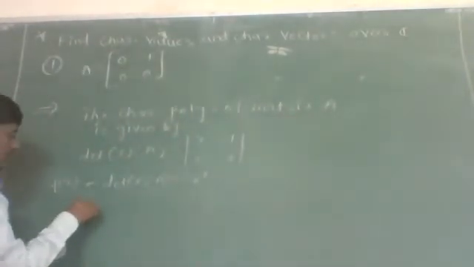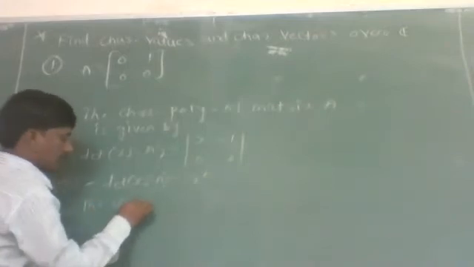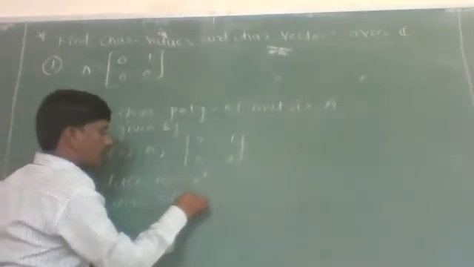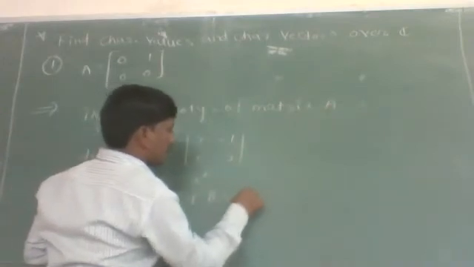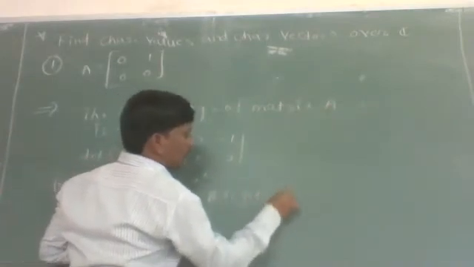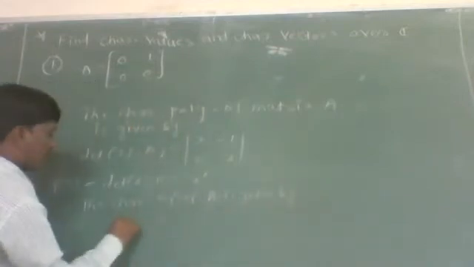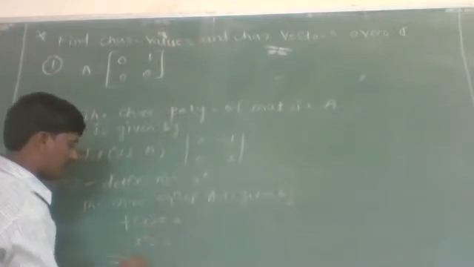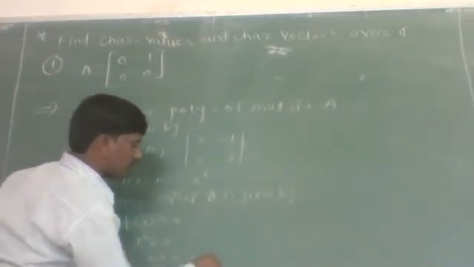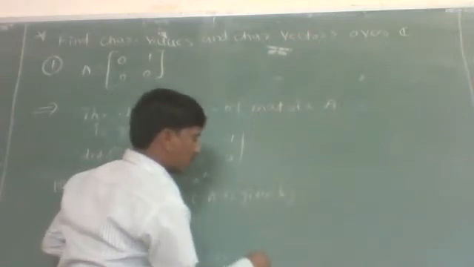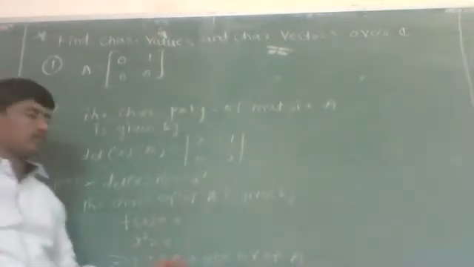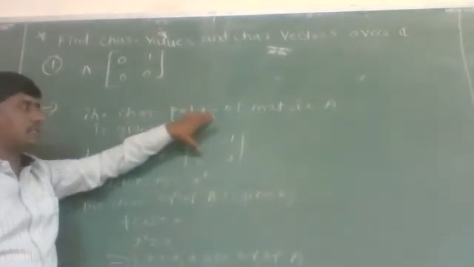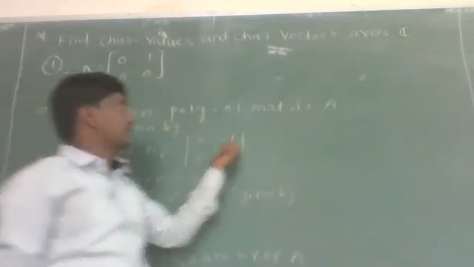So the characteristic equation of A is given by f of x equal to 0, that is x square equal to 0, which implies x equal to 0, 0 are the eigenvalues of matrix A. So 0, 0 are the two eigenvalues of the matrix A. Now we have to find out the characteristic vector corresponding to eigenvalue 0.